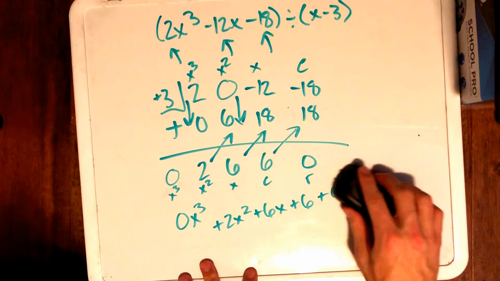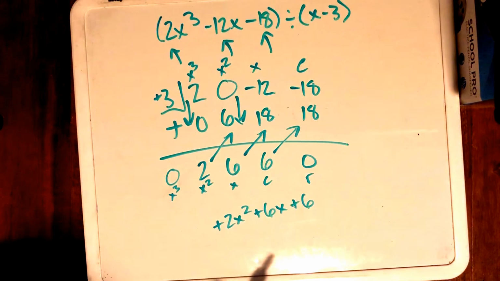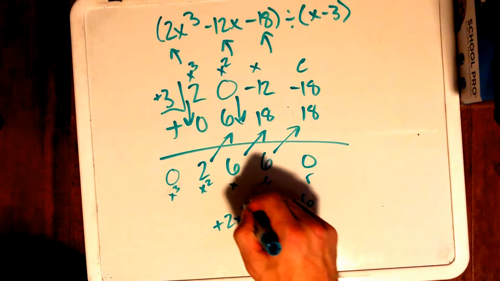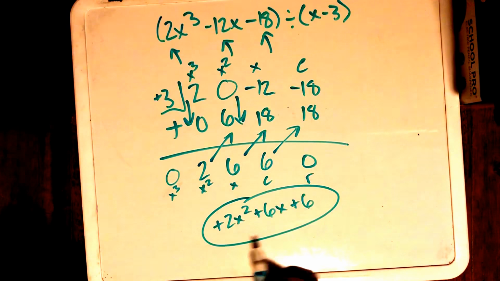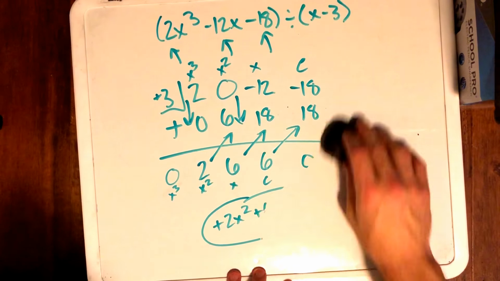So our answer, if you were to write it without all the goofy zeros, would look like this. And again, you don't need that positive there, but positive 2x plus 6x plus 6. And if you wanted to long divide this problem, you could, and you would get the same answer. But we didn't practice that when we went over long division, so I'm just going to leave it.